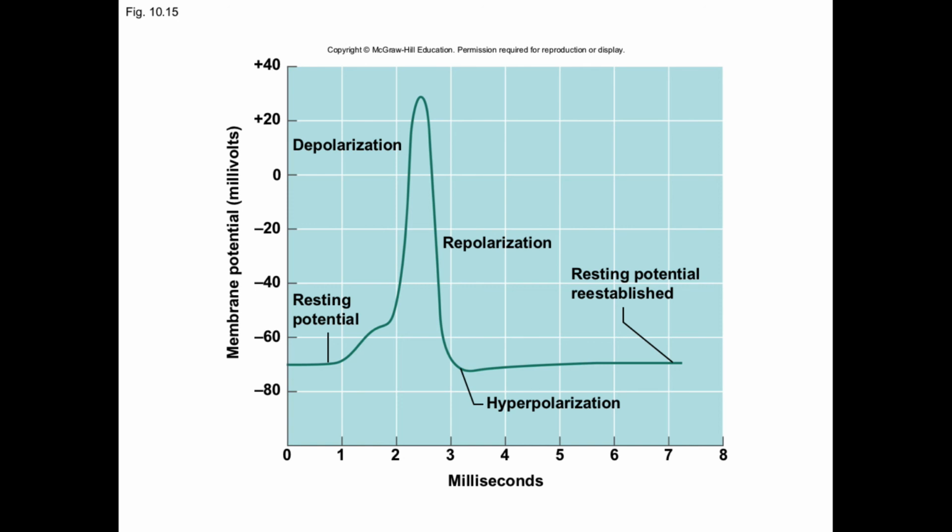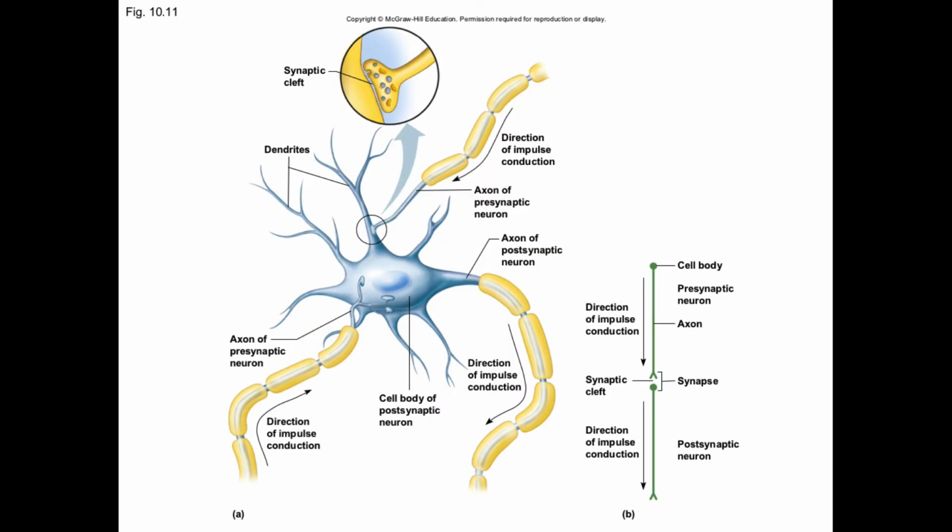At rest, all gated sodium and potassium channels are closed. Only leakage channels are open to maintain that resting membrane potential. Each sodium channel has two gates. There are voltage-sensitive activation gates that are closed at rest, and they respond to depolarization by opening. An activation gate blocks the channel until it opens.